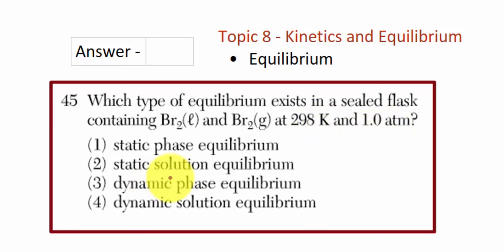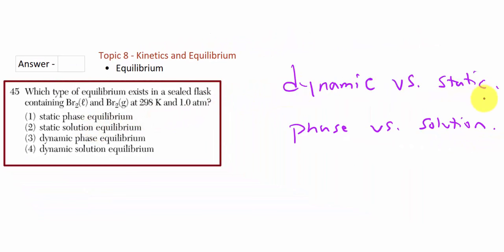We're really asked to analyze 2 things here: the difference between static or dynamic, and the difference between a phase or a solution equilibrium. So let's take a look at the dynamic versus static first. A dynamic equilibrium is one that has constant movement of reactant to product and product to reactant. And that's the kind of system that we're looking at when we're dealing with an equilibrium system. It's not static. Static means that nothing's happening. Well, that's not how equilibriums work. In an equilibrium system, you have the reaction moving in both the forward and reverse direction at the same time. So we're dealing with a dynamic system.